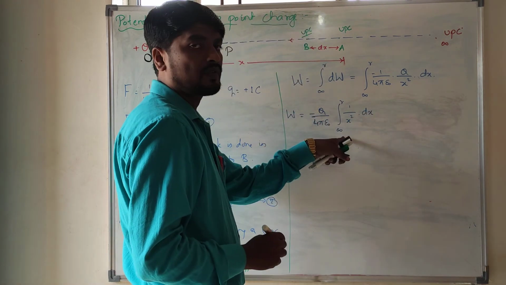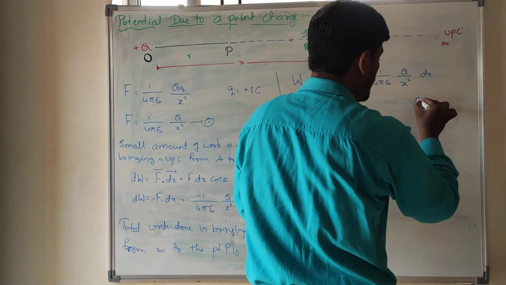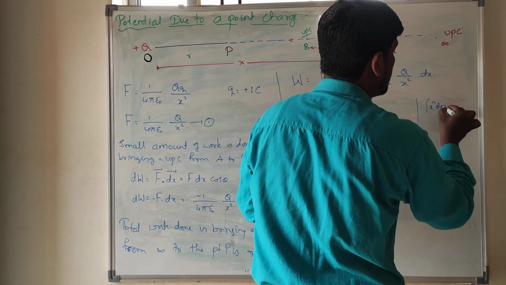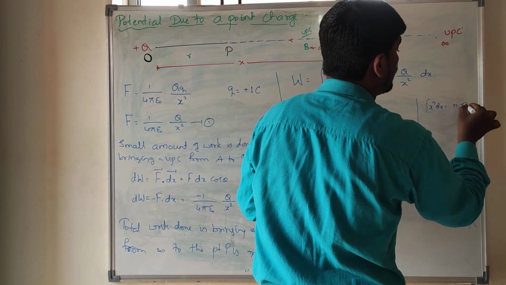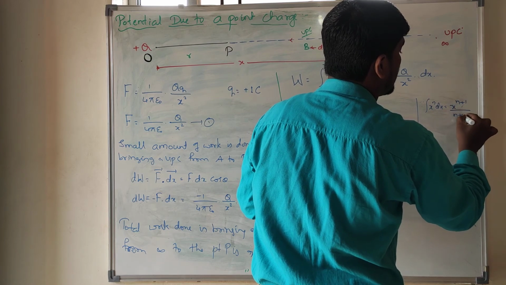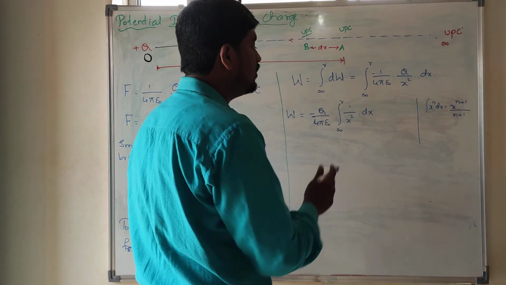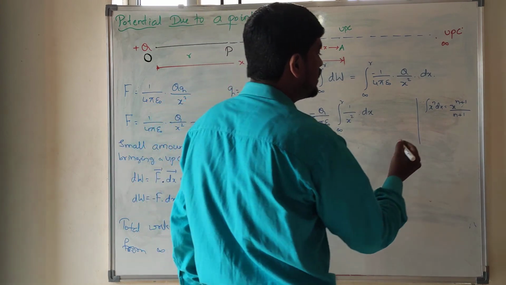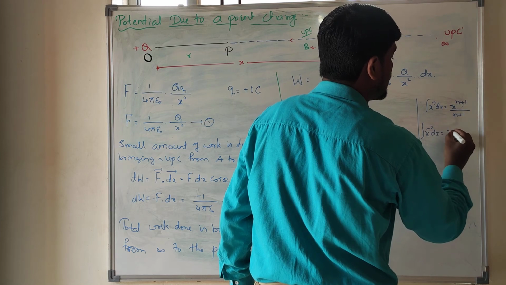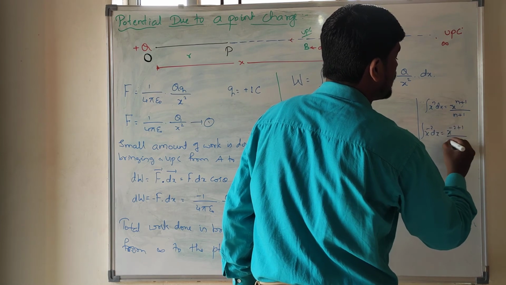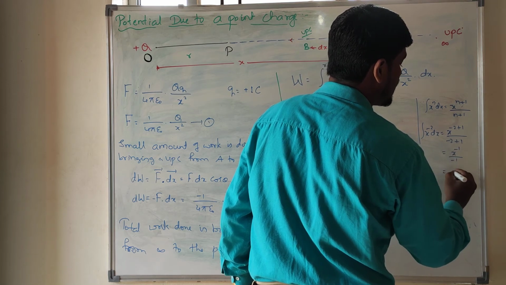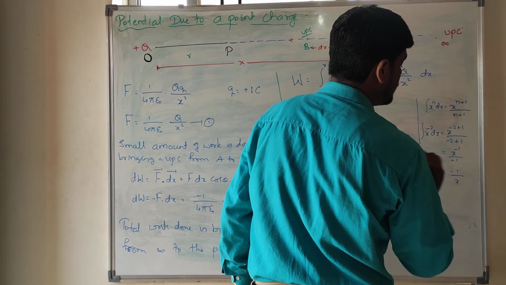This is of the form x raised to n. So now we know that the integration of x raised to n dx is equal to x raised to n plus 1 divided by n plus 1. Now I have to substitute this value. If I substitute here, what will I get? This is x raised to minus 2 dx. That is nothing but x raised to minus 2 plus 1 divided by minus 2 plus 1. This becomes x raised to minus 1 divided by minus 1. This becomes minus 1 by x.